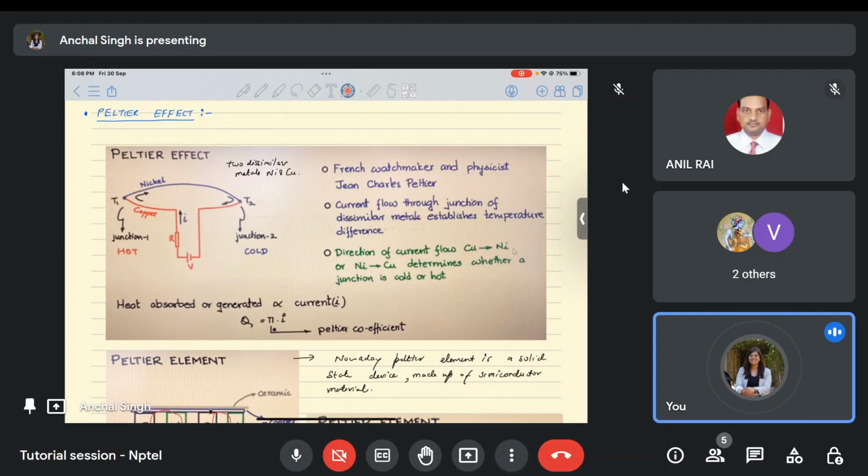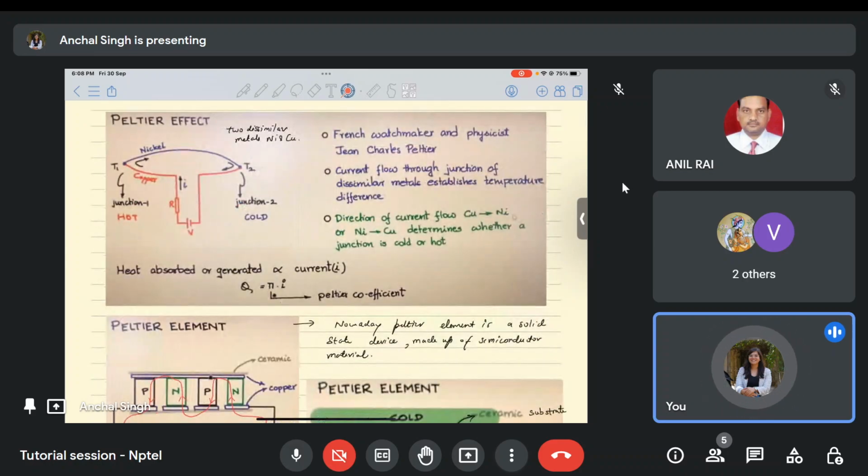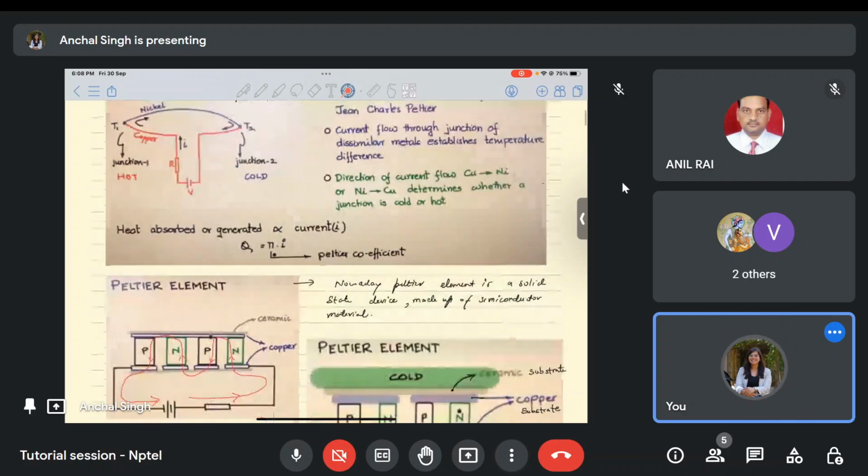So this effect is called the Peltier effect. And the word Peltier came from the name of the scientist who discovered this. Again, the direction of current is very important. If current is flowing from copper to nickel, then it will become hot. If current is flowing from nickel to copper, then it will become cold. So if we change the direction of current, then our hot and cold junctions will be reversed accordingly. You have to keep this factor in mind.